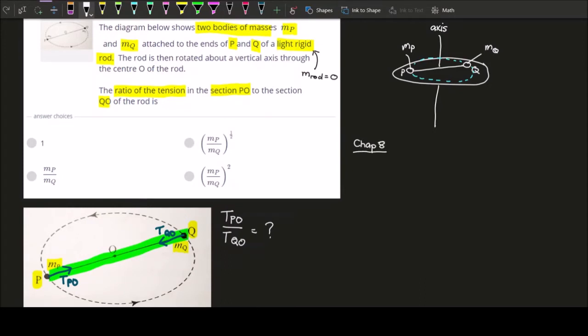you assume P, Q, and the rod as a rigid body. So you assume the rod together with the two masses as a rigid body. Now you want to spin this thing with the vertical axis through the center, which we call O. Okay, you want to spin it like this.